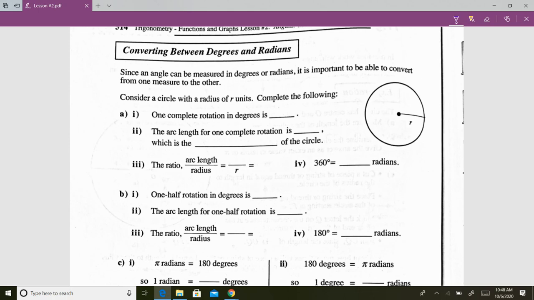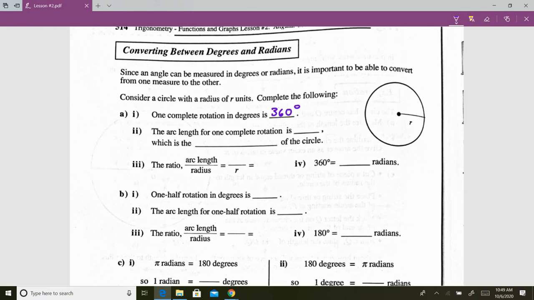So if you have a circle, you go all the way around in a circle. How many degrees is that? 360 degrees. Arc length. If you measure the distance all the way around a circle, does anybody know what that's called? The distance around the outside of a circle. Circumference. Perfect. Circumference is all the distance around the outside of a circle.